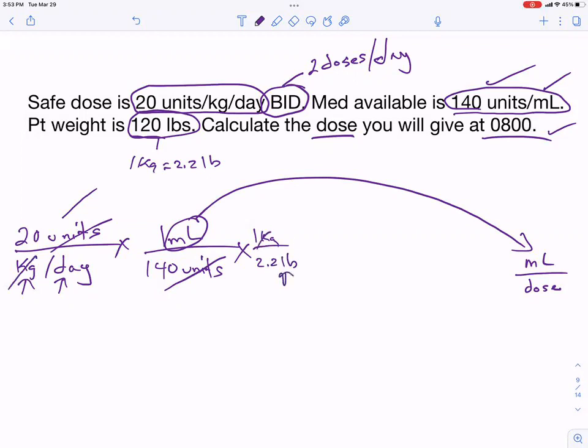Now I got to get rid of pounds. The patient weighs 120 pounds. Get rid of my pounds, and cross it off if you used it. So now I'm left, what do I got?